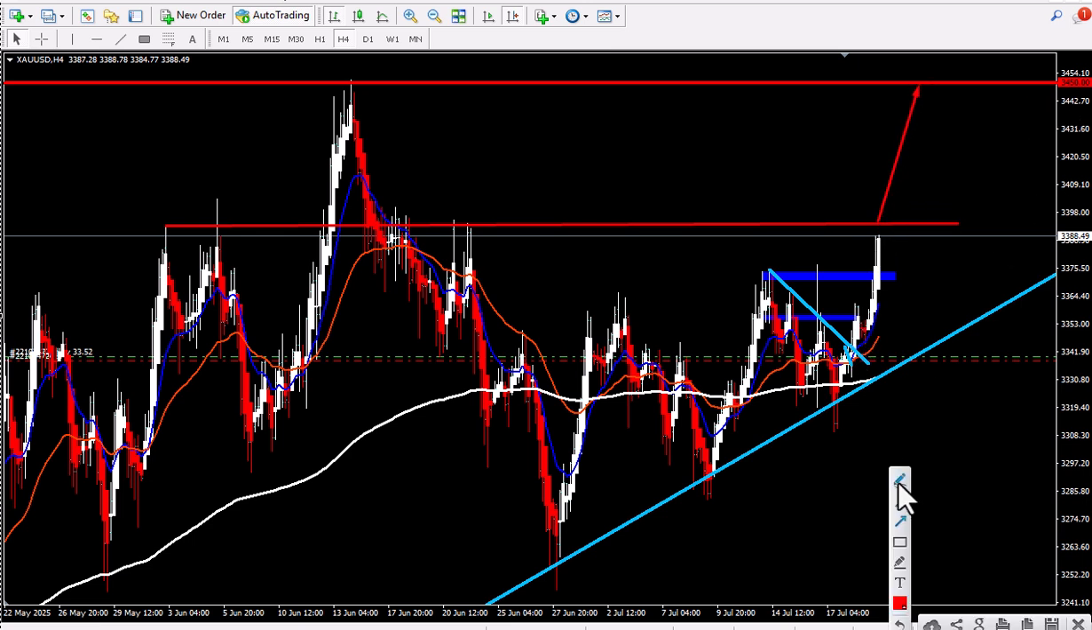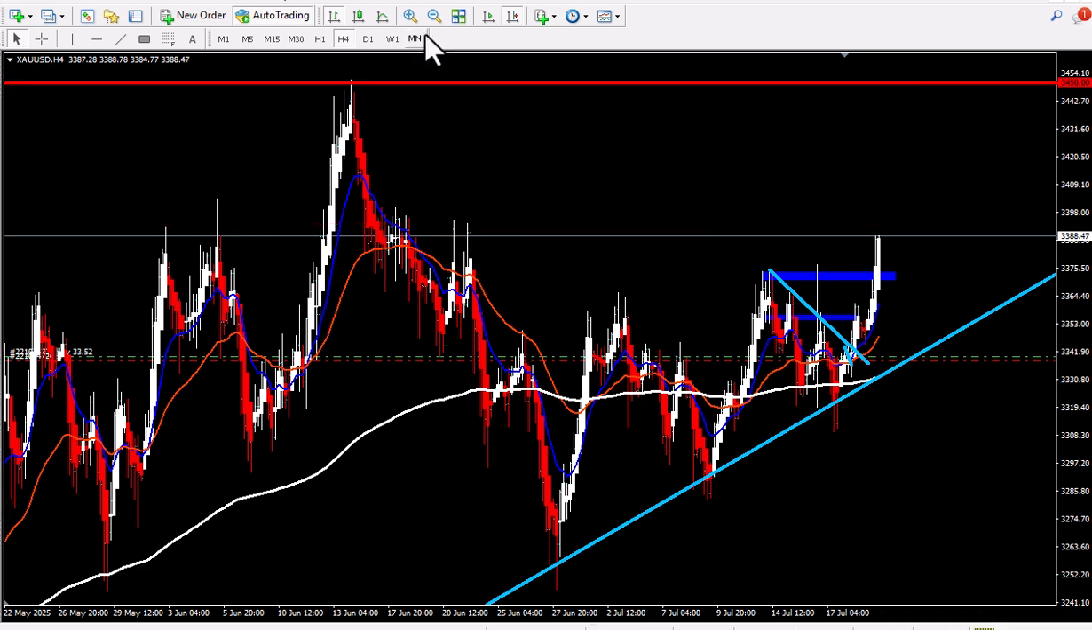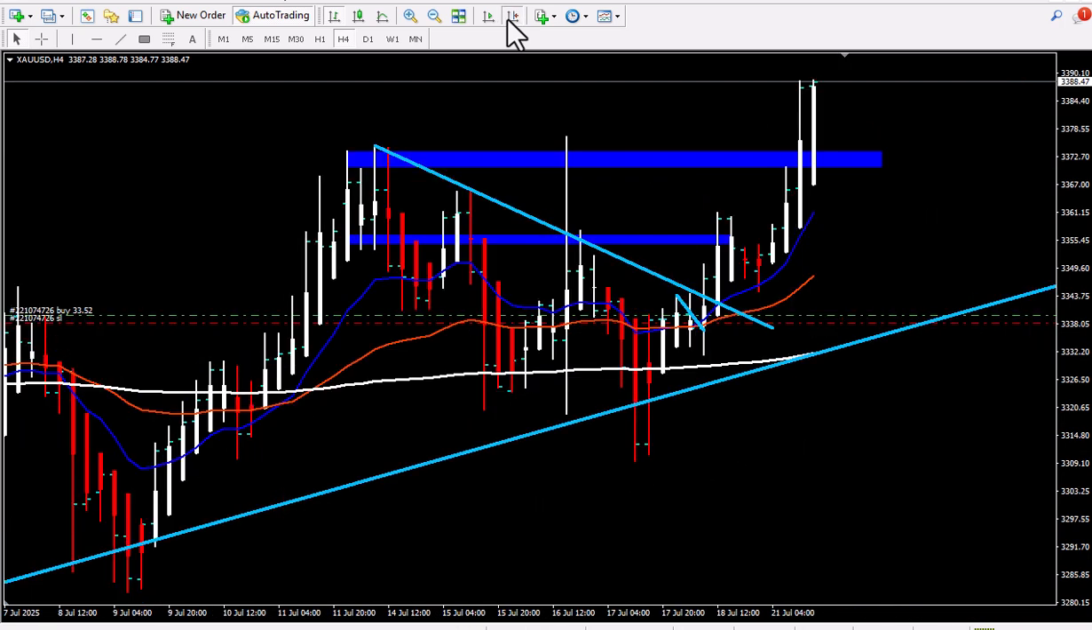Main target is this, like the daily, which is a round number, 3450. This is for a round number. This is my main long term target for this trade, and it will go to this area.